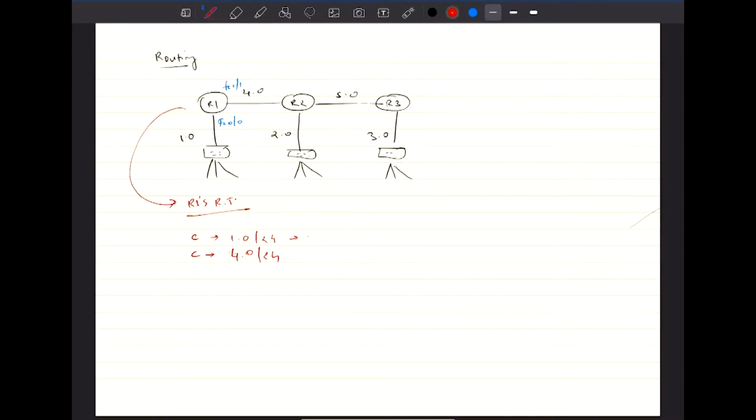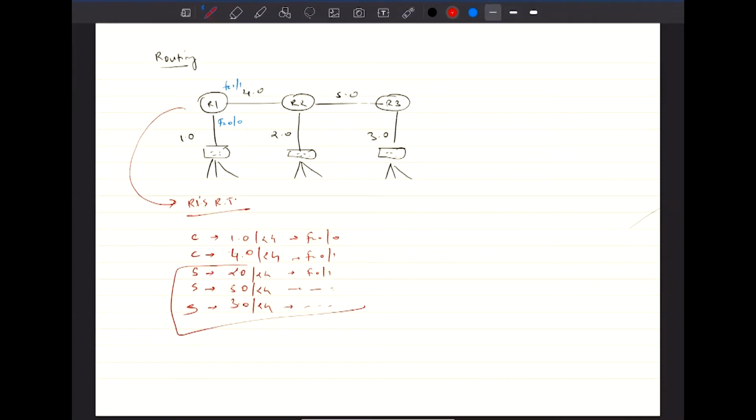And those are connected to FA0/0 and FA0/1. Then you can add the static routes for 2.0/24 going out on FA0/1, and you can add the other for 5.0/24, same interface, and another static route for 6.0. Oh, we don't have any 6.0. For 3.0/24 on the same interface.